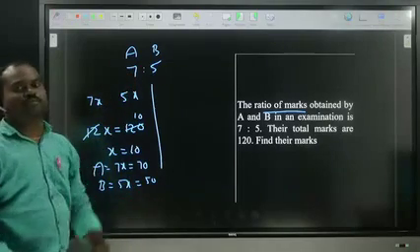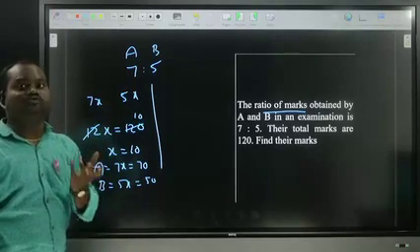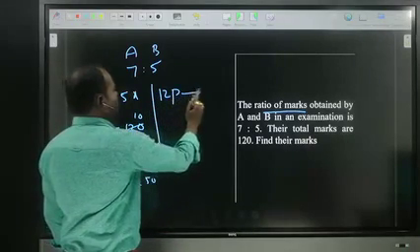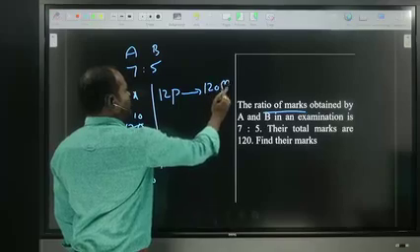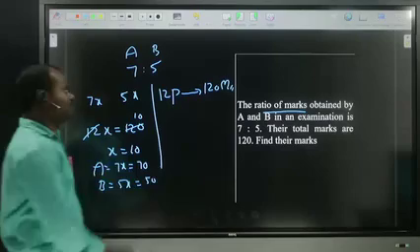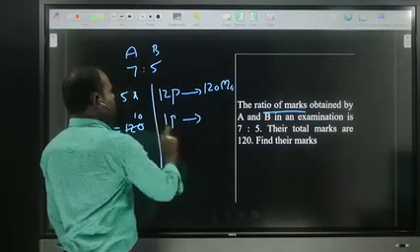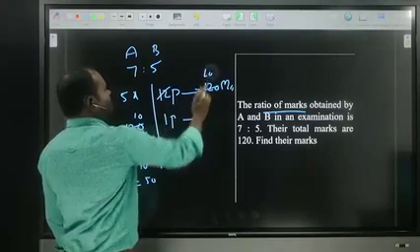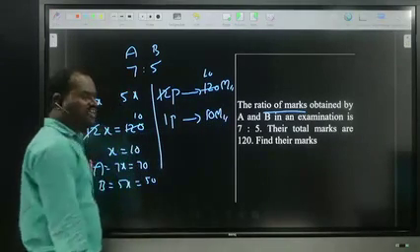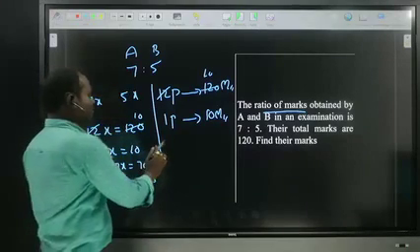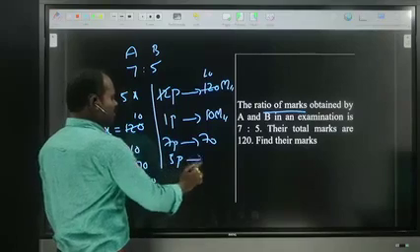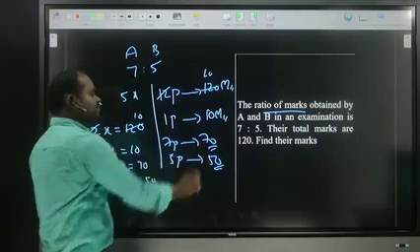They together got how many parts? 12 parts. 12 parts means 120 marks. If 12 parts is 120, what is one part? 12 ones, 12 tens. One part means 10 marks. If one part is 10, 7 parts means 70. B scores 5 parts, 5 parts means 50. It is one kind of approach.